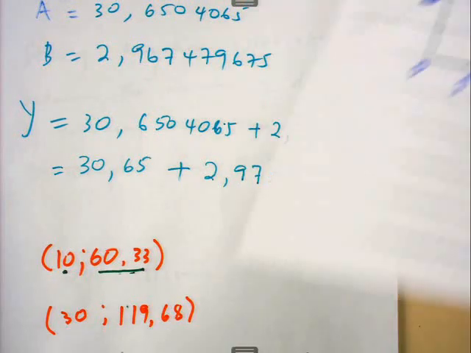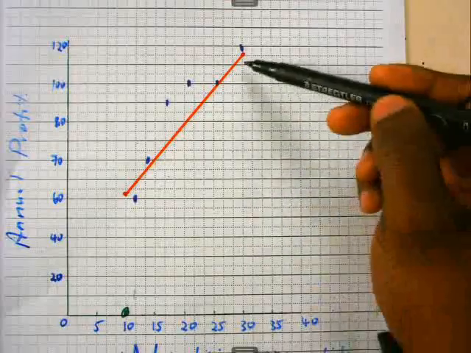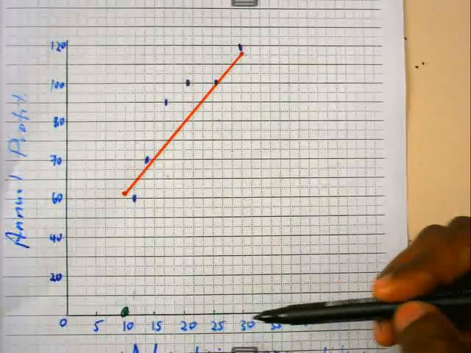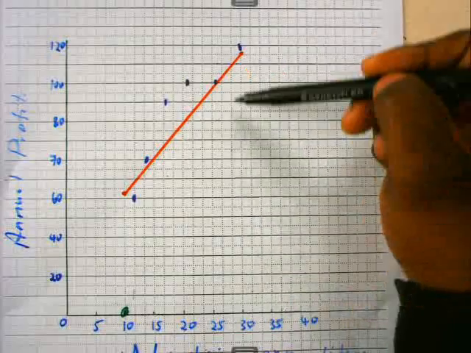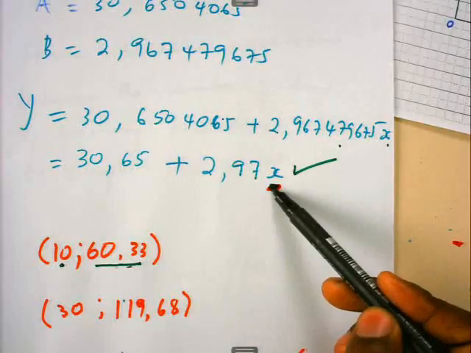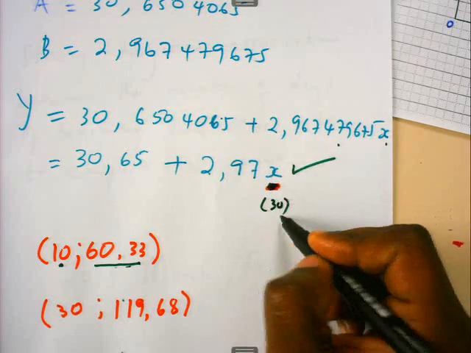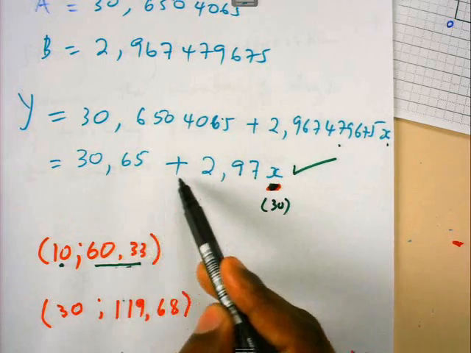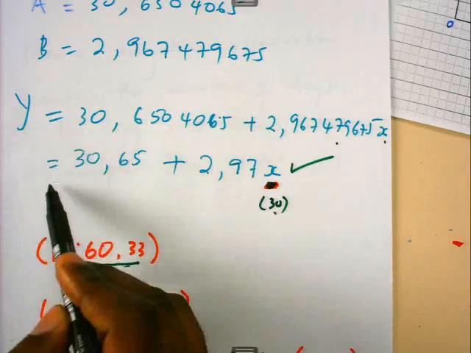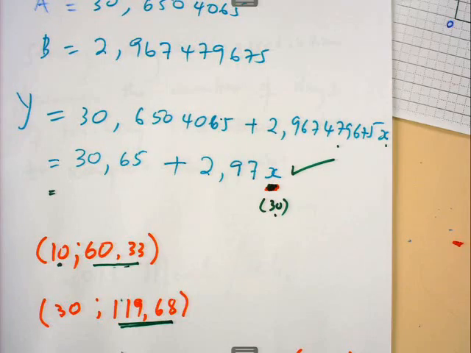And you do the same thing. You can take any lower value on a scatter plot and any upper value. You can even take 25, for instance. I took here 30, the value 30. Now when you take 30 for this x, you substitute 30 for the second point. On your calculator, it's in brackets, 30. You write everything as it is. Now it will say y is equal to 119.68. Do you see that?